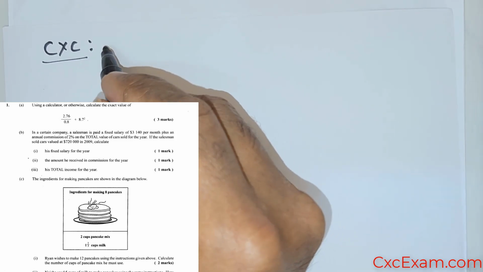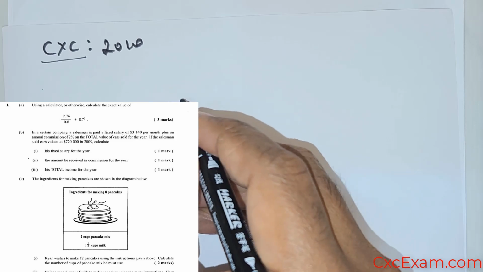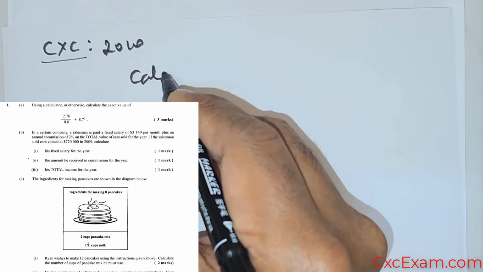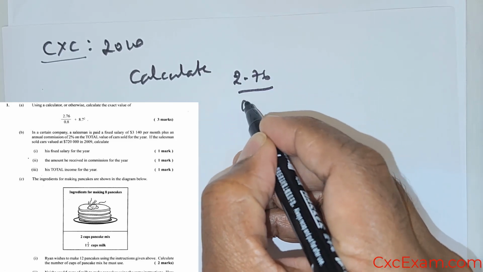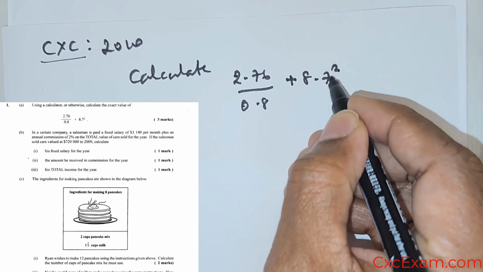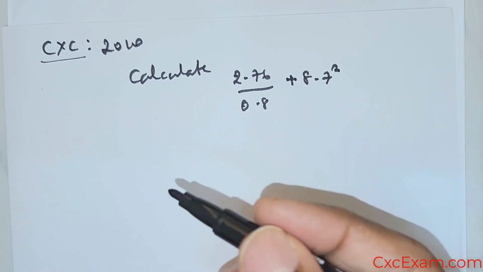Welcome students, so this is the CXC 2010 question paper. The first question, we are asked to calculate 2.76 divided by 0.8 plus 8.7 raised to the power of 2. So you can use a calculator.